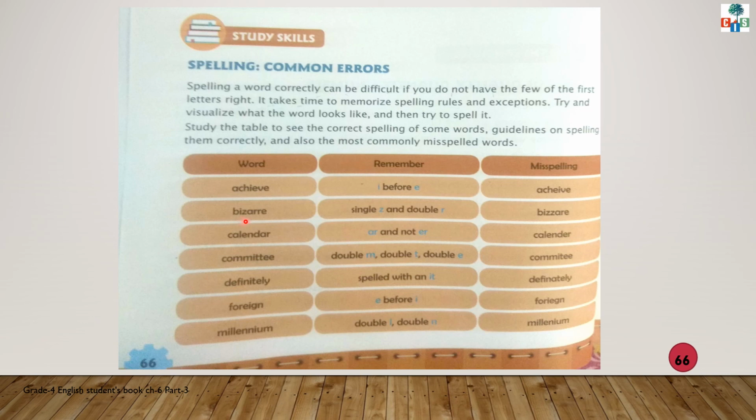Now next is bizarre. Bizarre means very strange. Now here remember this thing, there is only a single Z and there is a double R in this spelling. And how do we misspell? What do we do? We put a double Z and a single R. So children, try to read these words, try to remember what mistakes we are making while writing these words and get the meaning of these words from the dictionary. Understood?